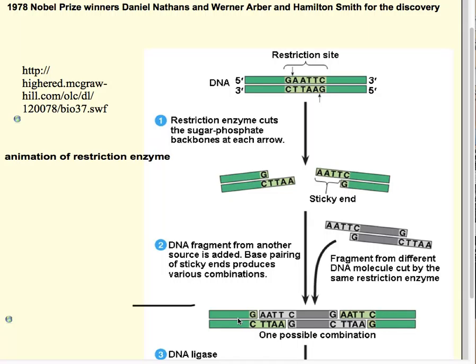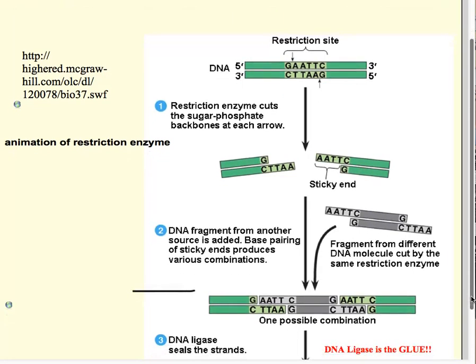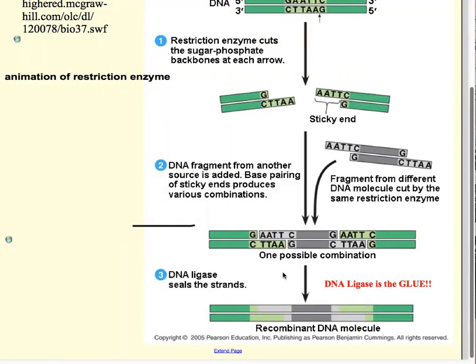So here you can see two types of DNA both cut with the same restriction enzyme, and then they mix together, and every now and again you're going to get what we call a recombinant, when a piece of one organism's DNA is inserted into the other organism. And then of course we need another enzyme called DNA ligase, which is kind of like the glue, which now will join that sugar phosphate backbone and seal up the gaps. And now you have a recombinant DNA molecule.